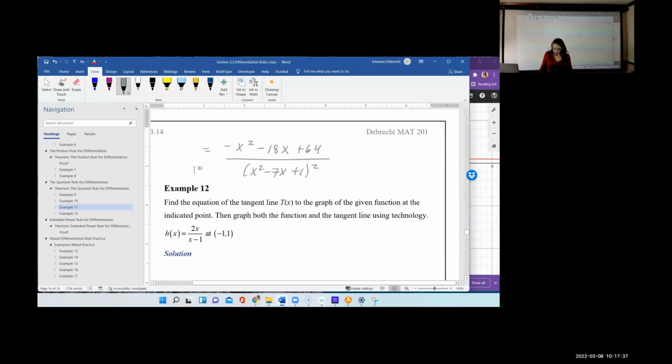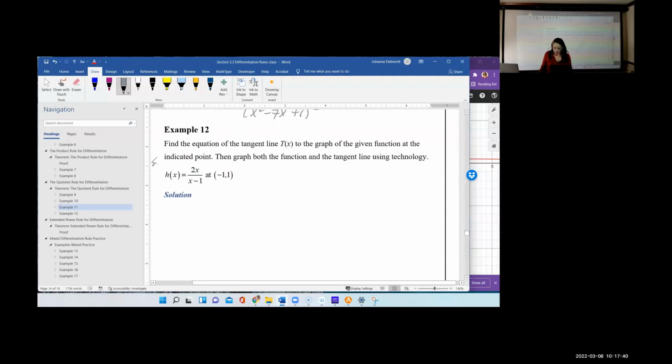Okay. All right. Let's take a look at example 12. We want to find the equation of the tangent line to the graph of the function at the point -1, 1. Then we'll graph both using technology. So this is similar to the one we did a minute ago. So we have 2x over x minus 1. The numerator is our f, the denominator is our g.